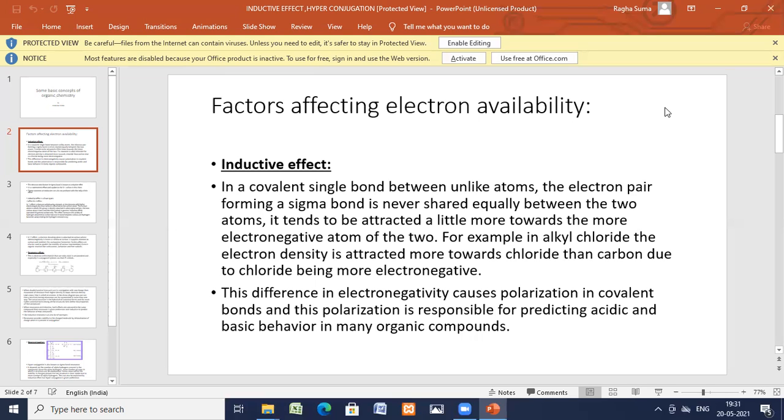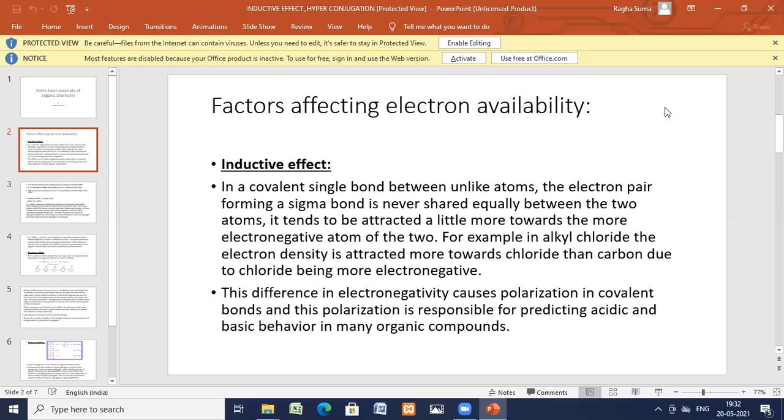There are different factors that affect this electron availability. The more electronegative atom acquires a partial negative charge and the less electronegative atom gets a partial positive charge. Such bond polarization takes place, so such molecules are called polar molecules. The bond polarization is indicated by an arrow mark. The tail indicates the partial positive charge and the head is the partial negative charge.